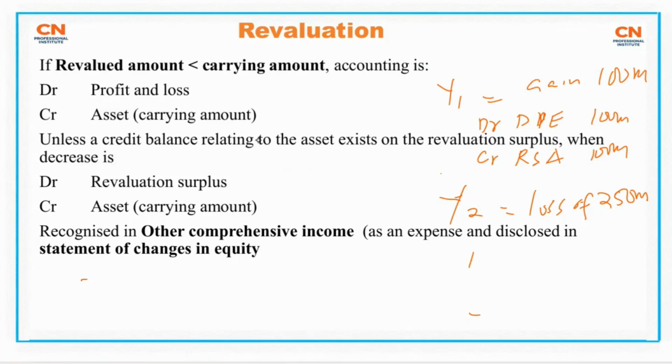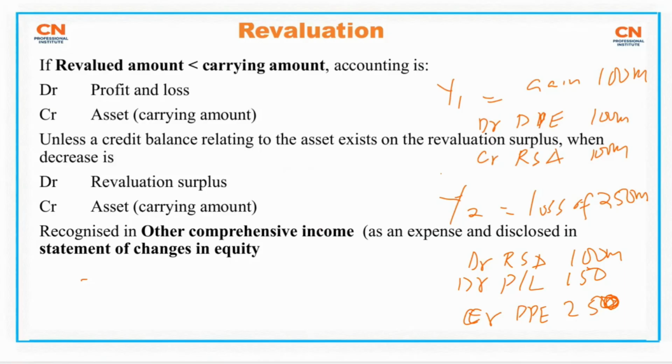What you do is that you debit your revaluation surplus account with what? 100 million. Then you debit P&L with what? The remaining 150. Then the whole credit will hit what? Your PPE, 250. So can you see how it works? So now we have a balance.